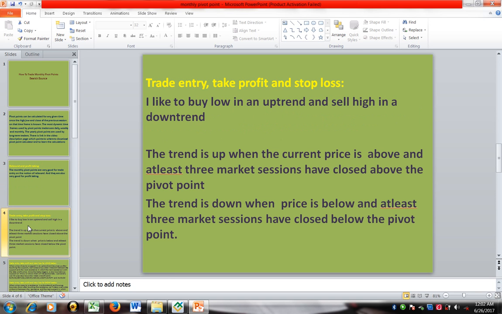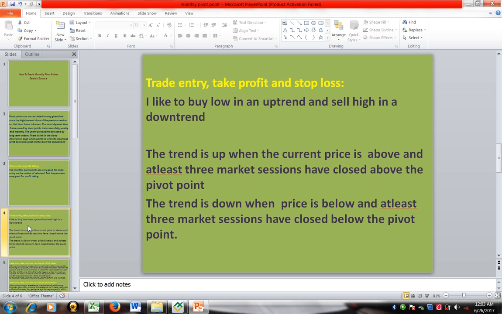I like to buy low in an uptrend, but this principle allows us to buy low in an uptrend and sell high in a downtrend. The trend is up when the current price is above the pivot point and at least 3 market sessions have closed above the pivot point. When we have about 3 or more candles closing above the pivot point, and the current price still is above the pivot point, then we say that we are in an uptrend.